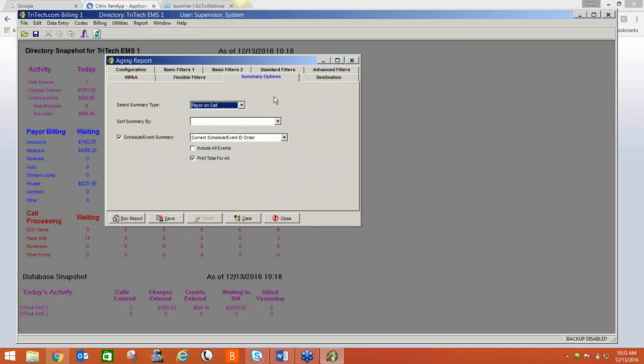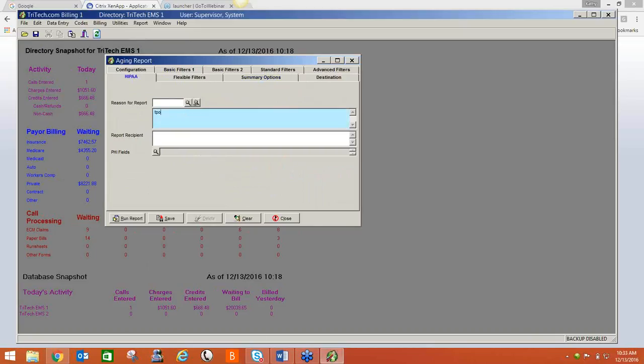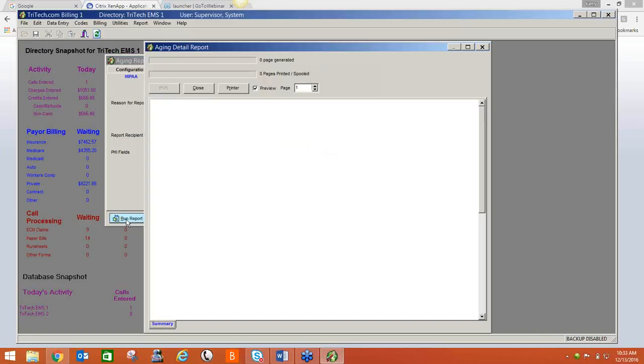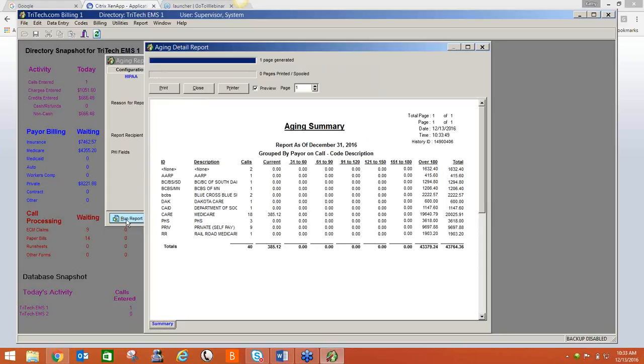When we go to the summary tab, this is where we can choose, well, what do we want to see? Again, most commonly we would look at who owes us the money, and for this example, we don't need this schedule event. Again, we can put in our HIPAA reason, TPO for treatment, payment, and operational purposes, and who's looking at this, maybe billing staff. So again, when I run this report, I am in a sample database, so keeping that in mind. In this database, it shows that I do have 40 calls outstanding with balances, and again, it shows the aging buckets, current, 30 to 60, so on and so forth, and then our grand total.